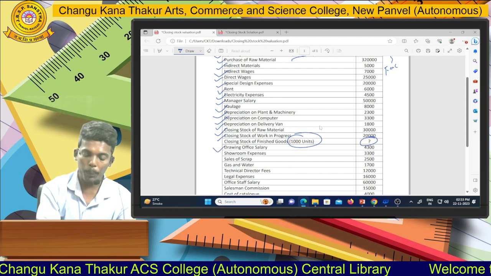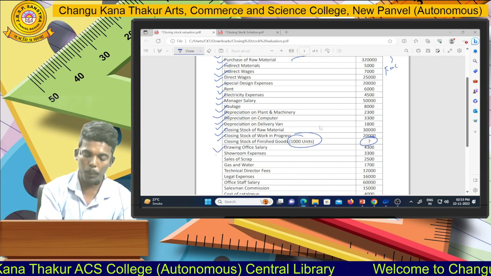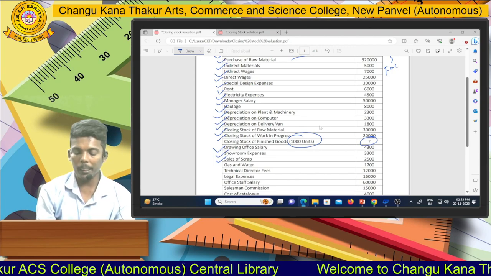They give drawing office. Drawing office is factory. Then showroom expenses are selling. Sales of scrap we deduct from the factory overheads.